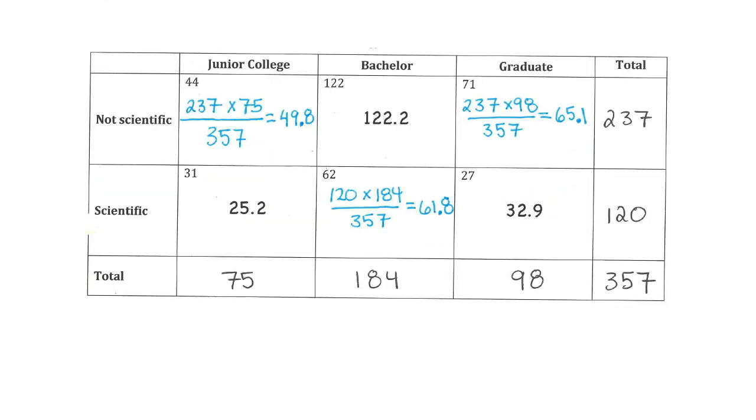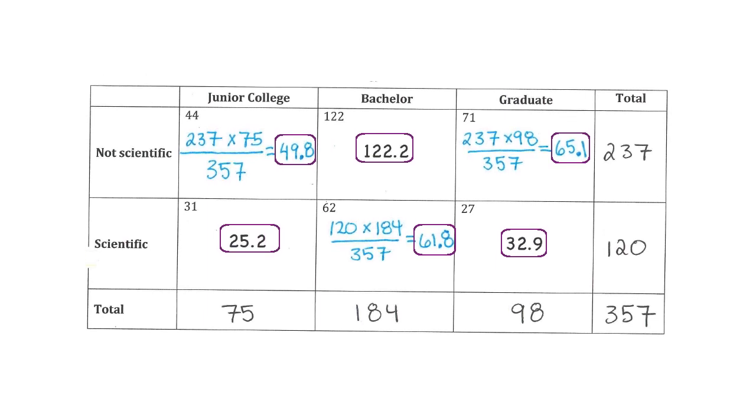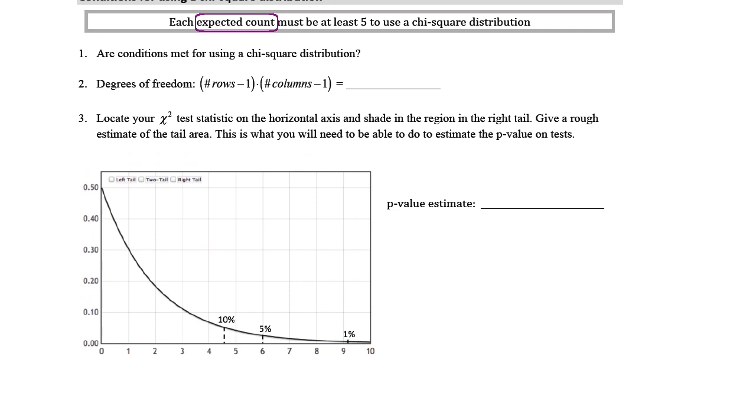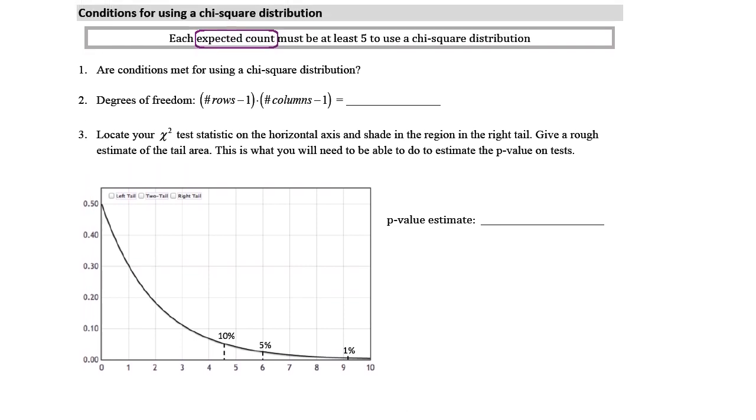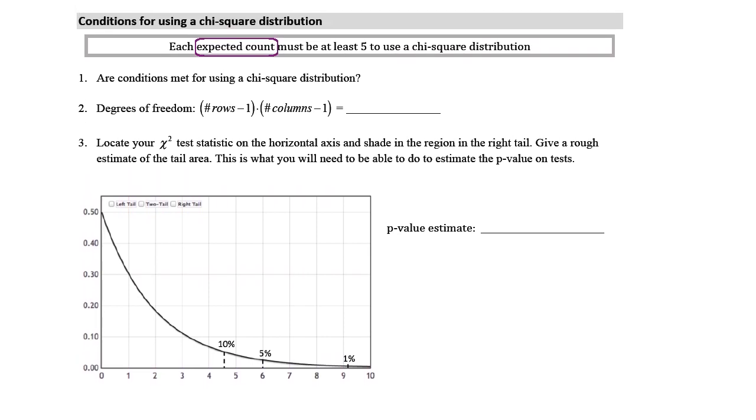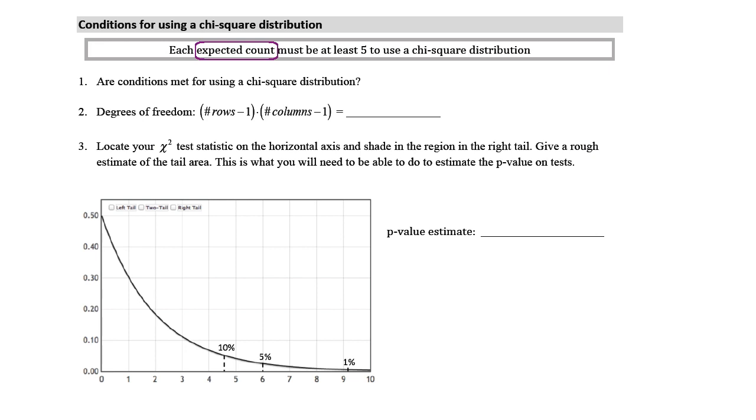If we look back at our table with the calculations, the expected counts here are the numbers that we calculated: 49.8, 122.2, 65.1, 32.9, 61.8, and 25.2. All of those are at least 5. And therefore, we can say that yes, the conditions are met. We also want to be prepared to explain exactly what we checked in order to make that designation.